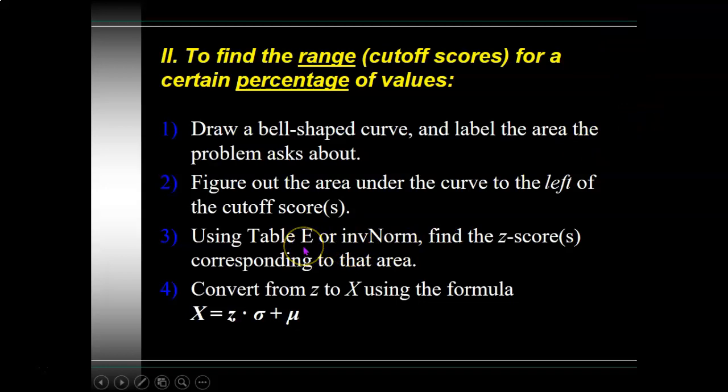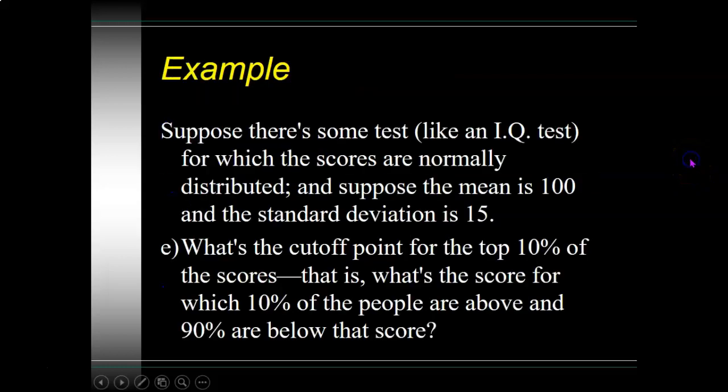And then you're going to either go to table E, or use the invnorm function on a calculator. The calculator could take you directly to the final answer, and I will show you that. But if you're using table E, you'll get the z-score for the area that you started with, and then you'll convert that z-score to an x using that formula. So let's see how this works in an example or two.